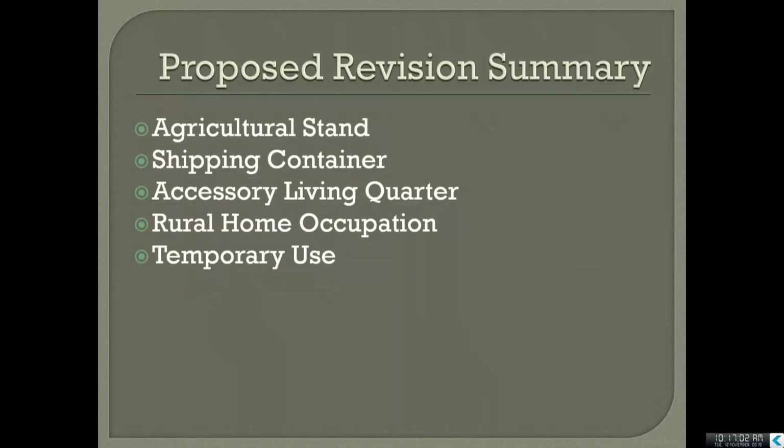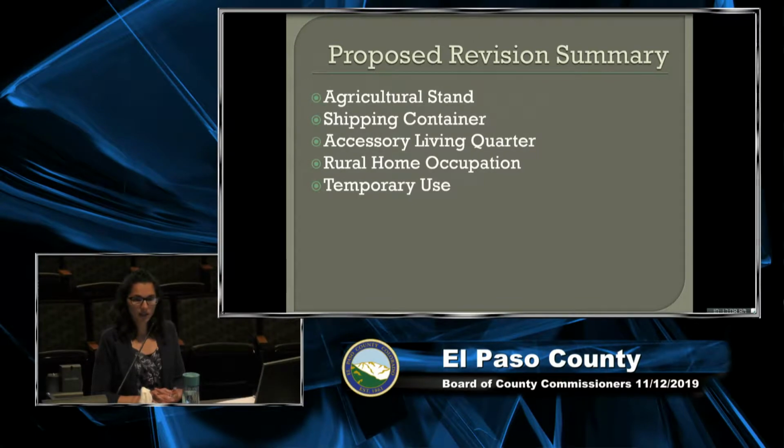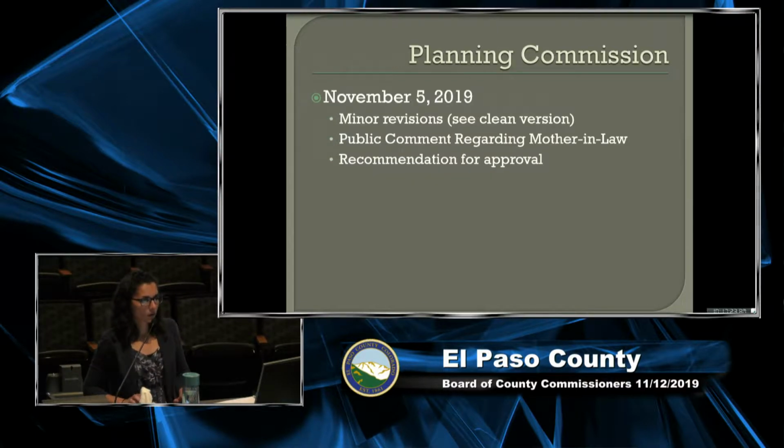There were quite a few amendments included within this revision. We're only going to cover the major revisions today for the purposes of the presentation. They have to do with agricultural stands, shipping containers, accessory living quarters, rural home occupation, and then temporary uses. As Cole indicated, the Planning Commission did hear this item last week, and they made a few minor suggestions, and you have those in your packets, and they're the highlighted additional words that are added into the packets.